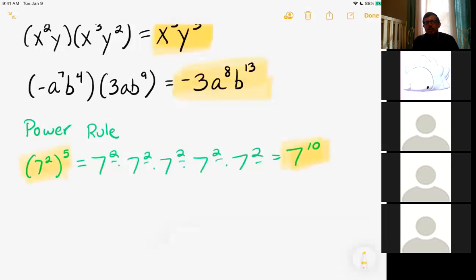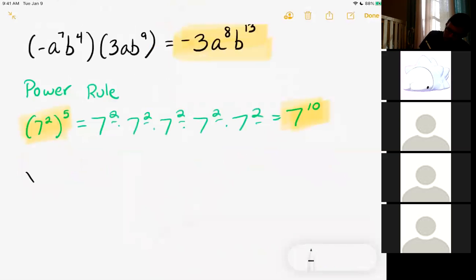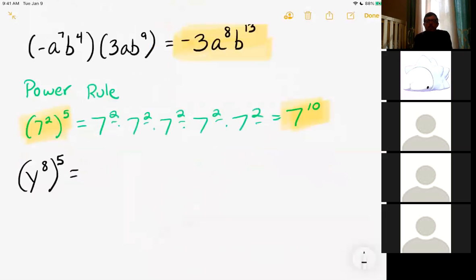What am I actually doing here? You're just multiplying the exponents. That's exactly right. I'm multiplying the exponents. So if I were to give you something like this, I don't need to go through the whole process of writing y to the 8th times y to the 8th times y to the 8th. I just multiply the exponents. This would give me y to the 8 times 5 is 40.